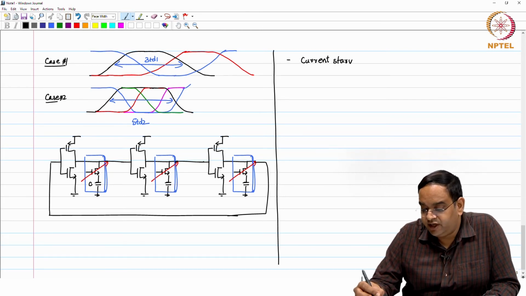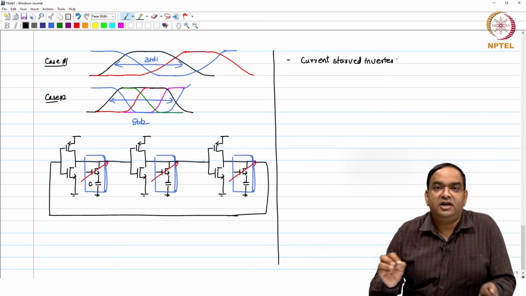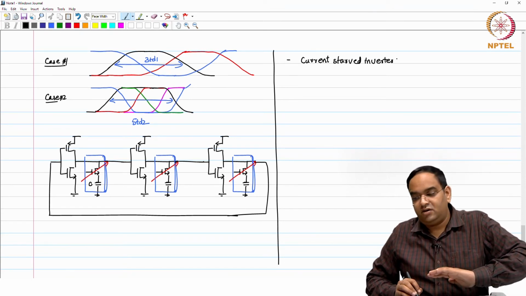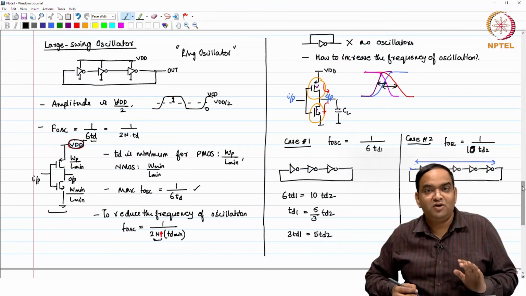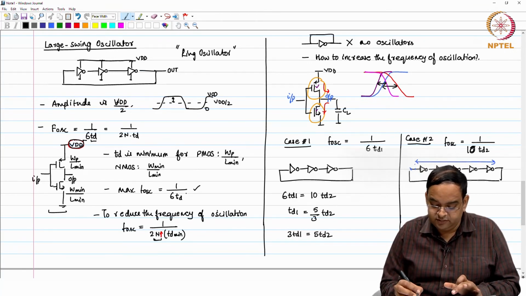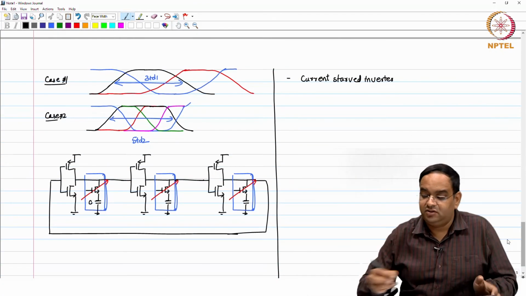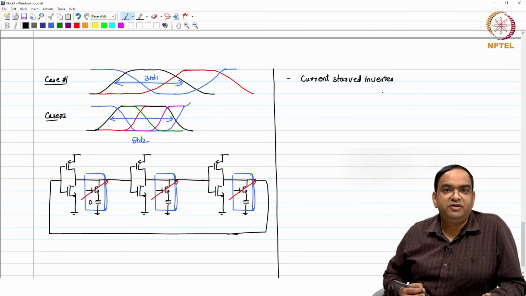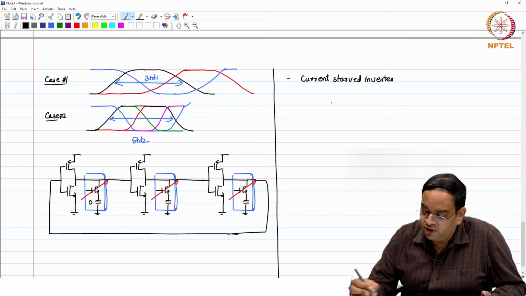Now, this is something which we need to understand. All these things which I am talking about, we are reducing the frequency, we are making the frequency controlled. By all these methods we are not increasing the frequency of oscillation beyond what we get with the 3 inverters minimum delay inverter. Okay. So, current starved inverters will help us to control the frequency and mostly reduce the frequency below the maximum frequency in a given process.